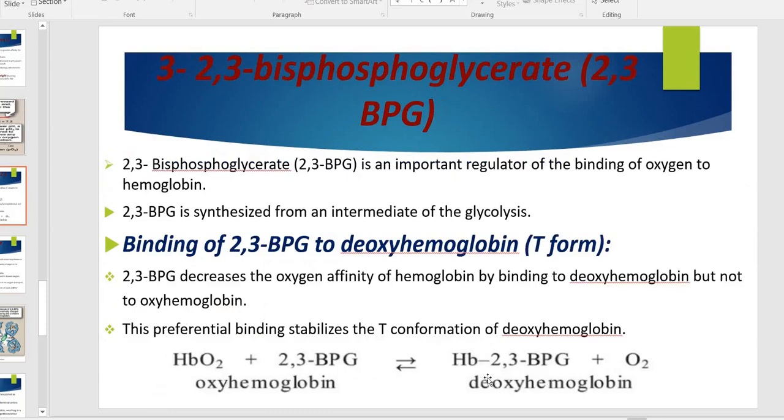In the equation here is the oxyhemoglobin. In the presence of diphosphoglycerate, it will be converted into deoxyhemoglobin, which will bind to the positively charged cavity of the deoxyhemoglobin and will stabilize this form. This will decrease the affinity of hemoglobin for oxygen and release oxygen to the tissue.